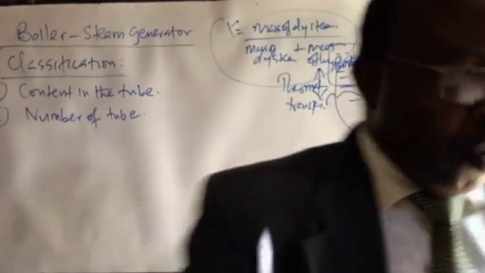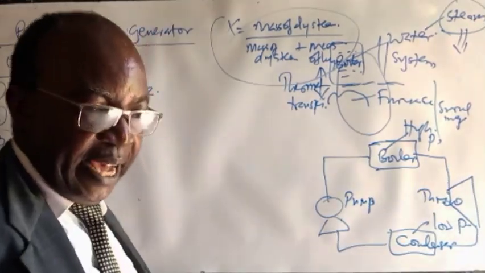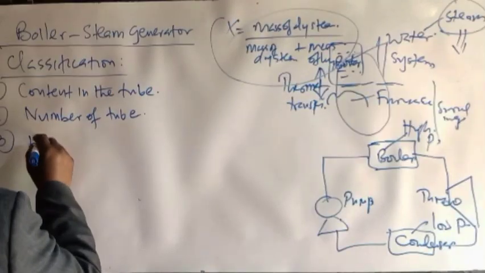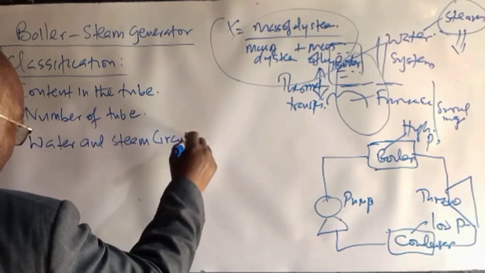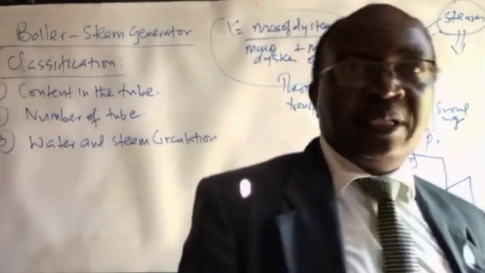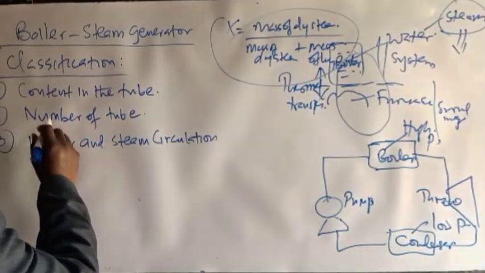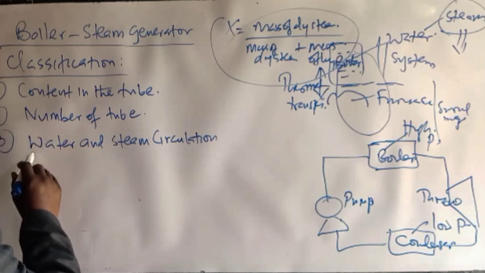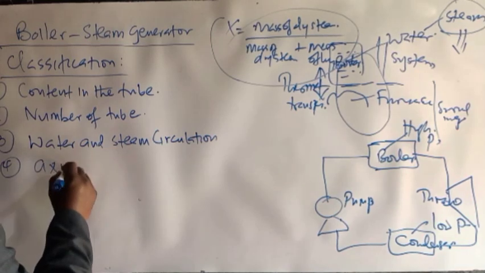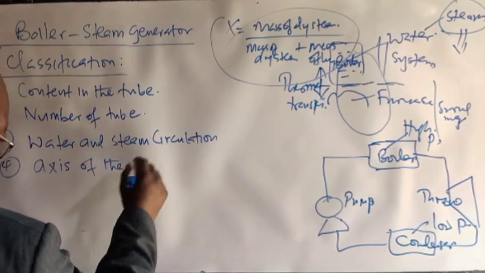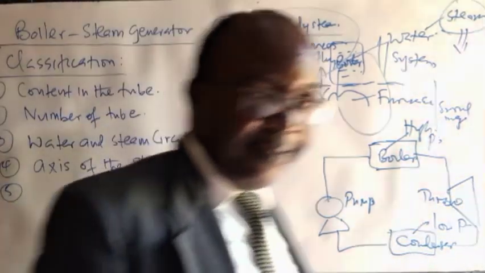Now, we want to know in terms of circulation of water and steam. Water and steam circulation. The other thing we need to know about this particular boiler, other than the content, number of tubes, is the axis of the shell. And we need to know the position of the furnace.